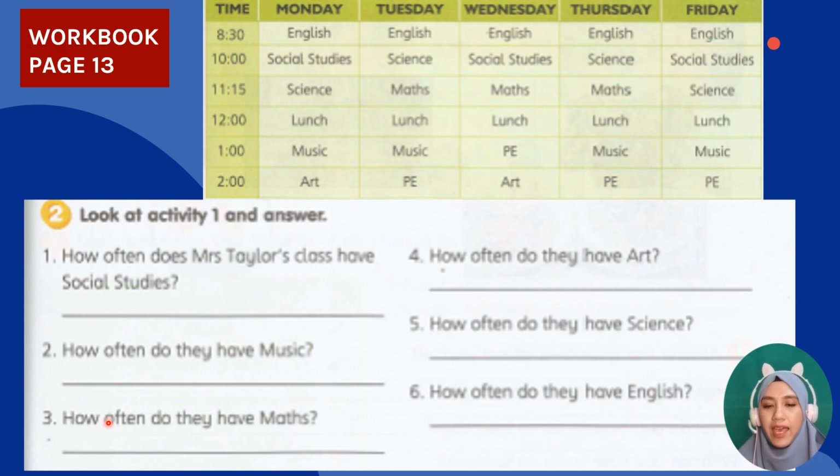Number 3. How often do they have math? Look at the timetable and find your answer. Number 4. How often do they have art? Find art and count how many they have in a week. Number 5. How often do they have science? And the last one is, how often do they have English? Okay, take your time and answer the question.